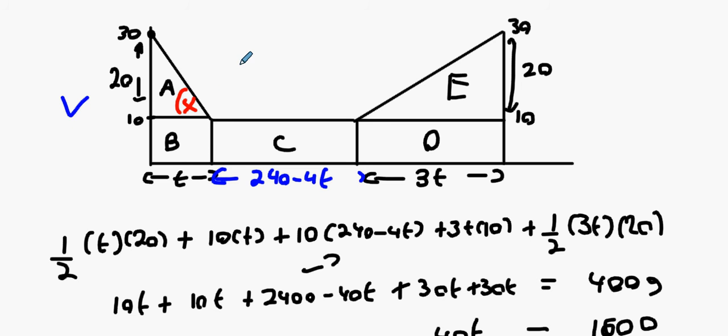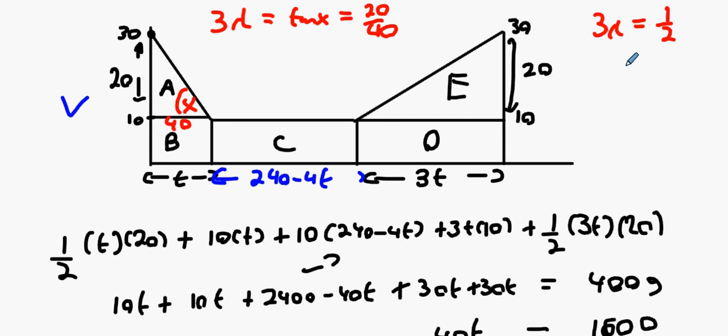What's tan x equal to? The deceleration is 3 pi. 3 pi equals tan x, and what does tan x equal? We know the t value is 40. Opposite over adjacent is 20 over 40. This implies 3 pi equals a half. Bring down the 3, pi equals 1/6 ms squared.